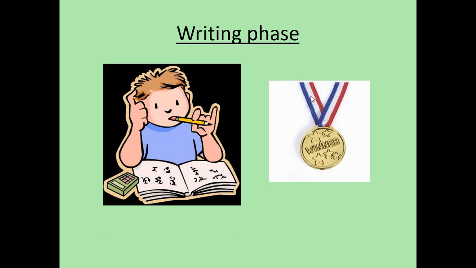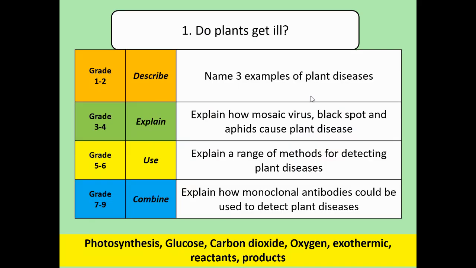Right, now it is time for the writing phase. So underneath the driving question, which you should have at the top, which is, do plants get ill? I would like you to work your way through these objectives as questions. The keywords are at the bottom, which you are going to need to use in your answers. The first question, could you label it the describe section? And the first question is, can you name 3 examples of plant disease?